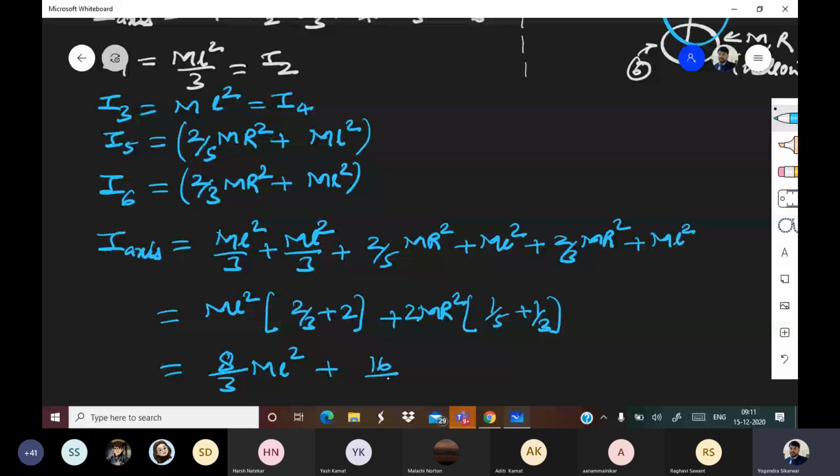This is the answer. How many of you are getting this? Please check whether I have made any calculation mistake. You are free to do so.